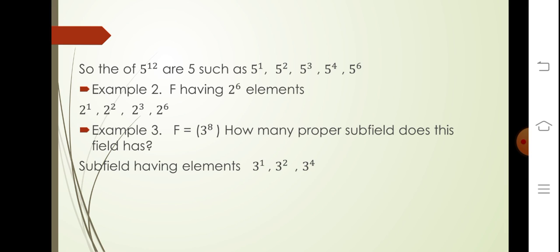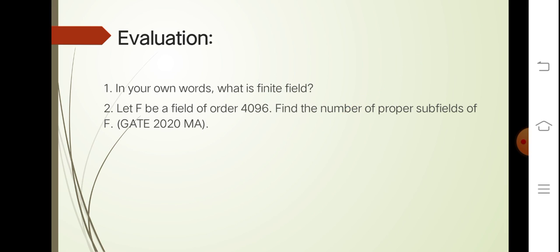Okay, for the evaluation, this is good for 20 points. In your own words, what is a finite field? Second, let F be a field of order 4096. Find the number of proper subfields of F.